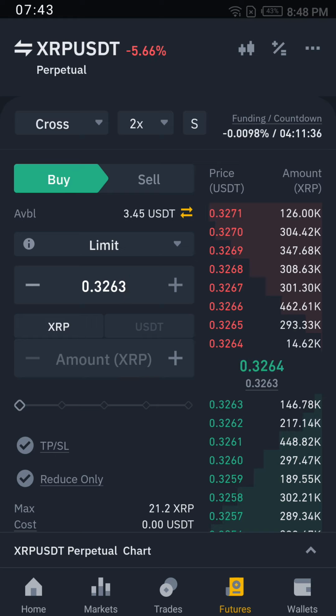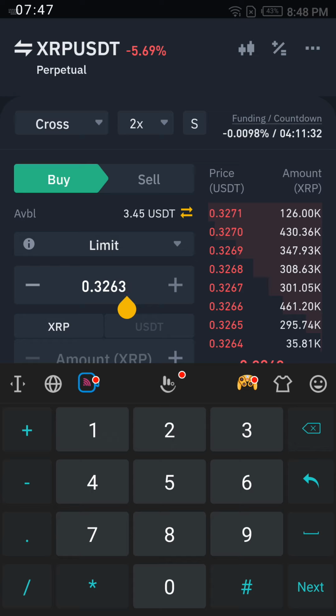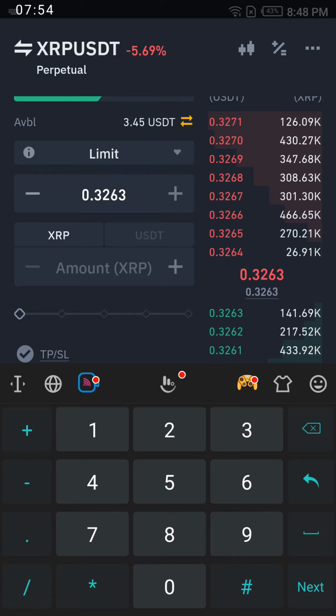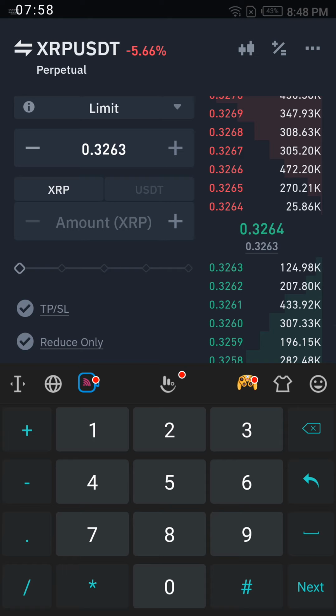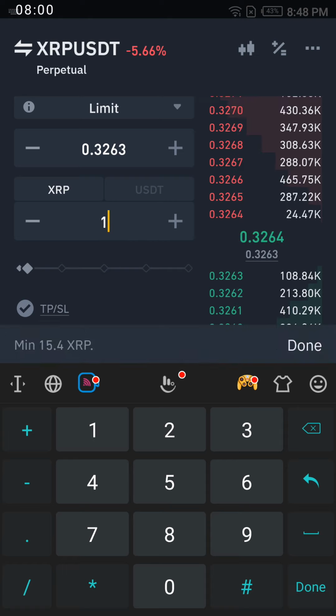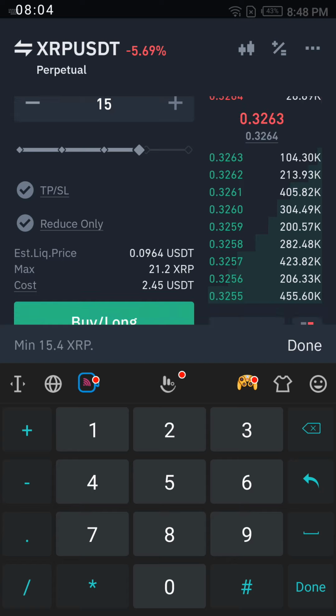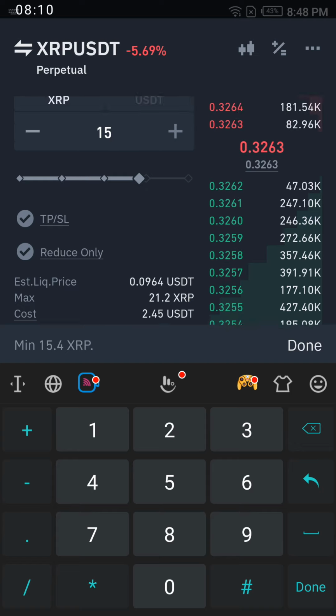I will be using limit. So I want to buy at, what is the market price now? 0.3264. Let me buy at 0.3263, so I can enter the market. For the amount of XRP, let me put 15 XRP. That cost will be 2.5 USDT. No, I don't want it to get to that point.